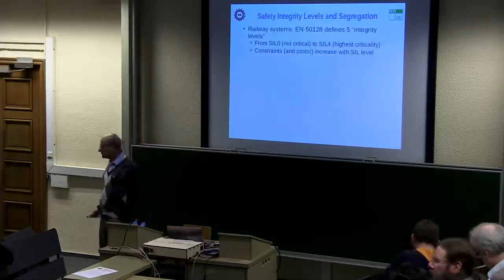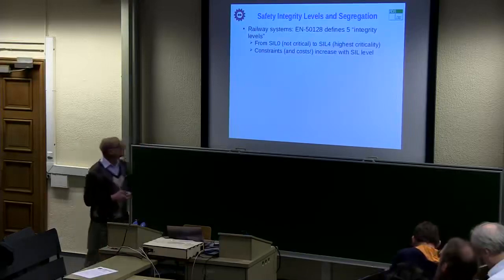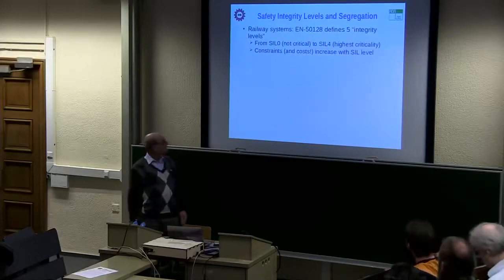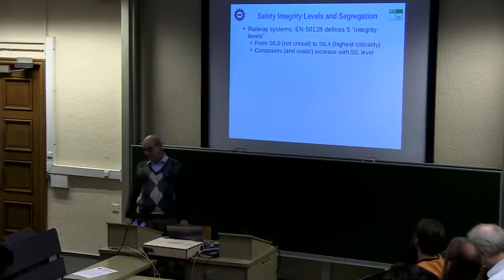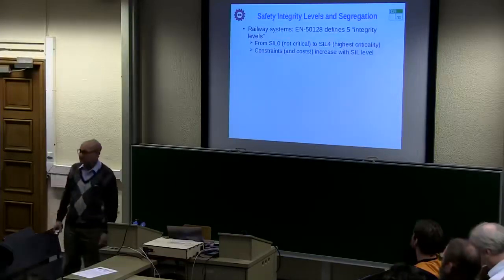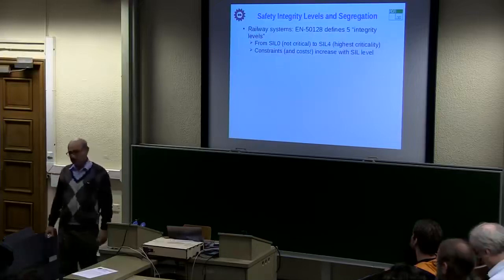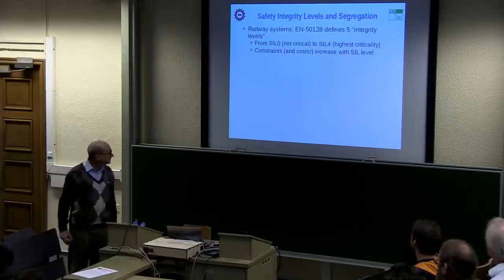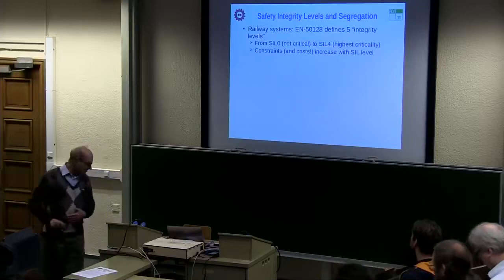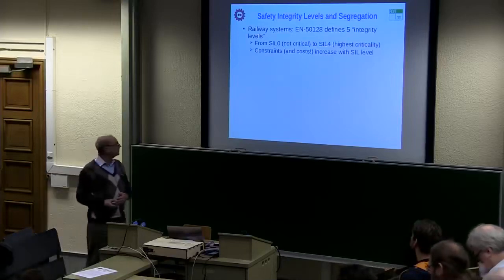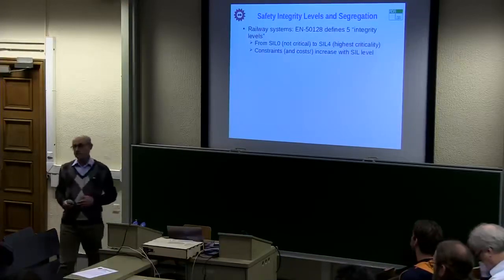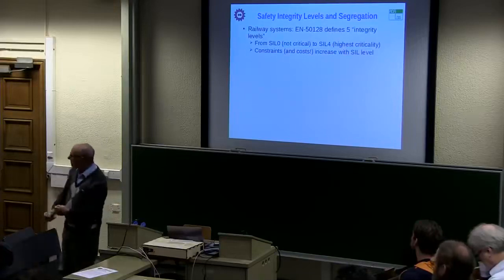You may not be familiar with railway regulations. This is governed by a standard called EN 5128, and it defines various integrity levels. So SIL 0 is without safety implications, up to SIL 4, which means a safety integrity level that is the highest criticality, something that can result in loss of life and things like that. As you can guess, the constraints on the software and the cost of development, of course, increase greatly between SIL 0 and SIL 4.